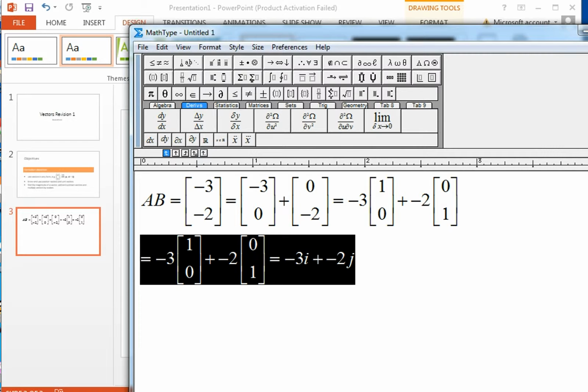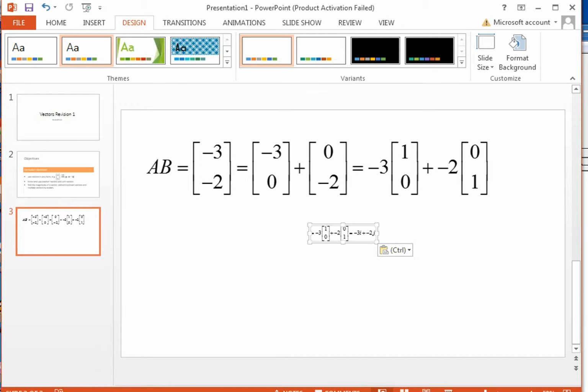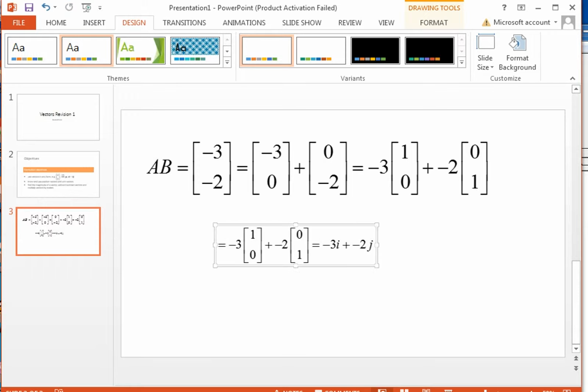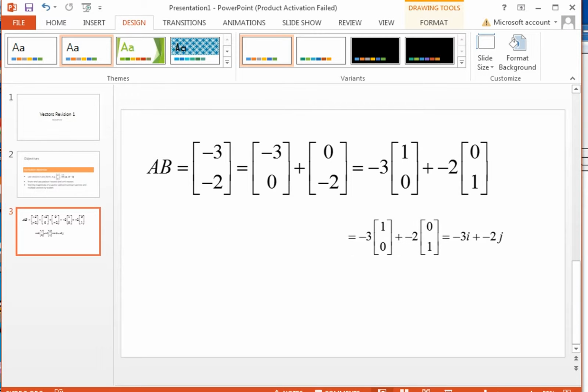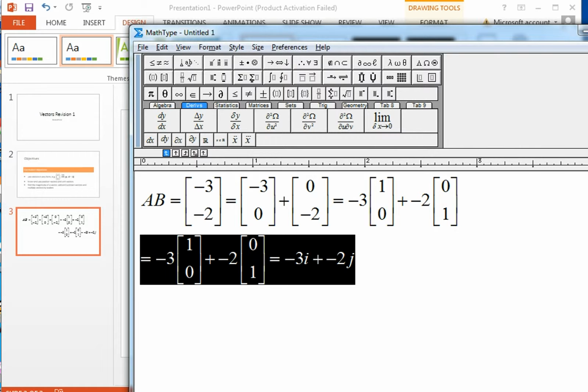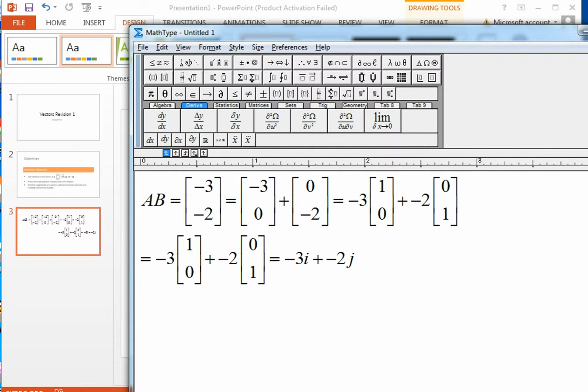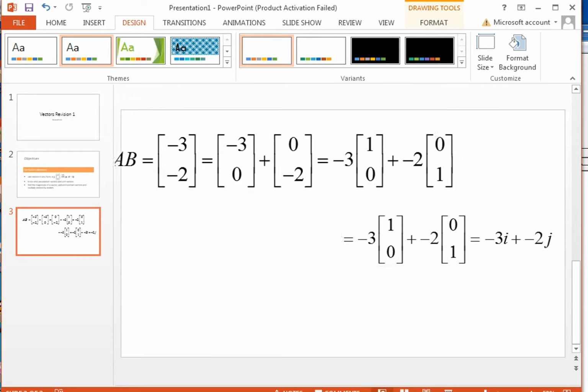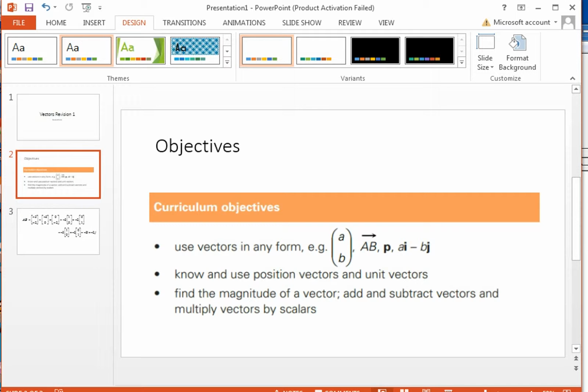Or that is now equal to this based on what we have just mentioned a while ago. There we go. Basically, they're equal with each other. Alright, so that is our response to this objective number 1.